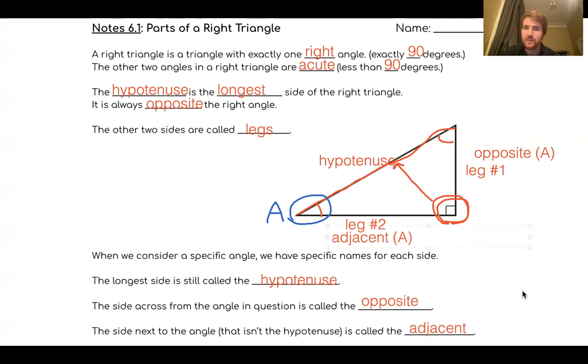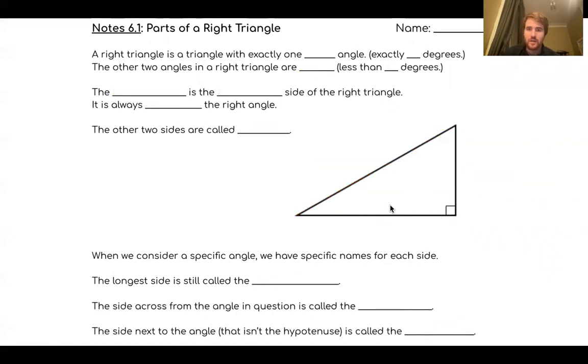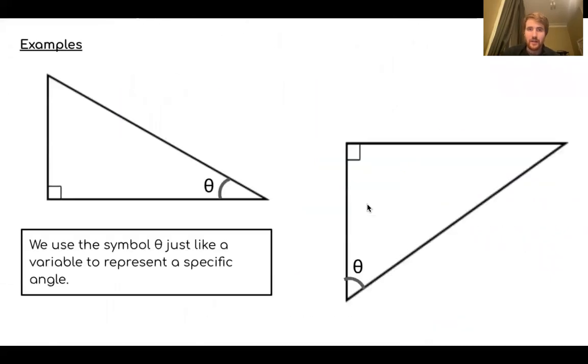Pause the video if you need to finish filling out the notes, and we will look at the bottom of the notes. Now we've got two examples. In each of these examples, we'll use the symbol theta to represent the angle we are concerned about. Look at this first one. We want to find the hypotenuse first. Of course, that's always the longest side, always the side opposite the right angle. So this will be the hypotenuse right here.